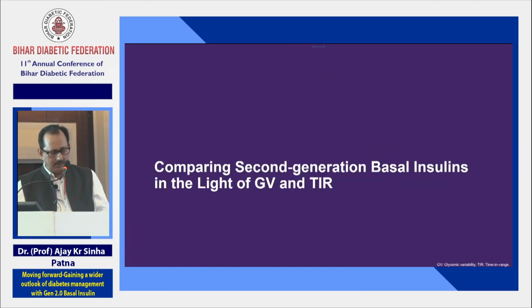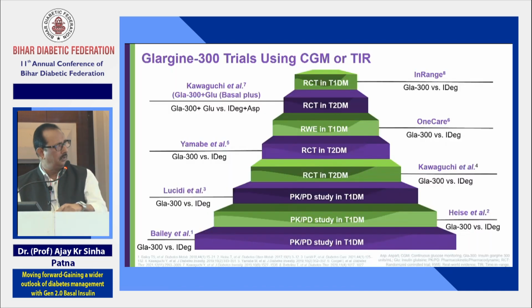Now comparing the second generation basal insulin in the light of glycemic variability and time in range, based on the RCT and real world evidence which we have. So these are some of the studies: the RCT in type 1 diabetes, RCT in type 2 diabetes mellitus, real world evidence in type 1 diabetes mellitus. There are a lot of studies, including PK/PD, pharmacodynamic and pharmacokinetic studies. I will discuss some of the studies and what they say about GLA 300.